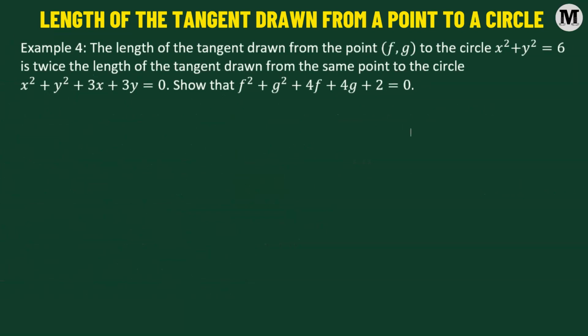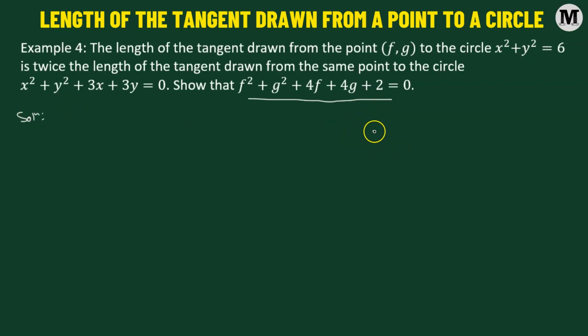Problem number 4. So here in this problem, it's given that the length of the tangent drawn from a point with coordinates f, g to the circle x squared plus y squared equals 6 is going to be twice the length of the tangent drawn from the same point to another circle. So using this information, we need to show that the following equation holds true. Okay, so let us begin.